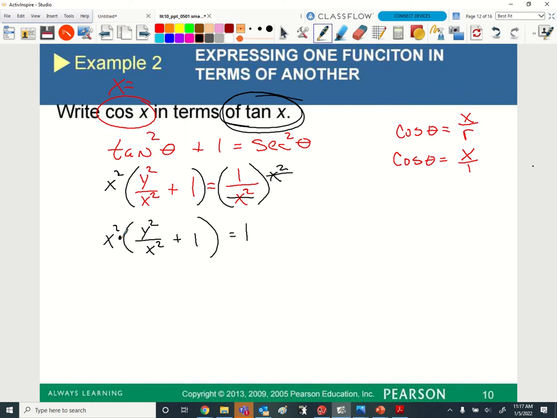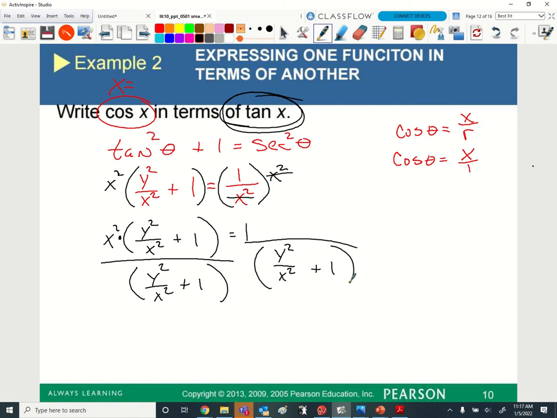But I don't want all of this over here. If this is multiplication, how do I undo the multiplication? Divide. But I want the x over here, which means I need to get rid of everything else. So I'm going to divide both sides by everything else, because that's a multiplication. I'm going to divide both sides here by y squared over x squared plus 1, all that in parentheses, and do the same thing over here. Yes? No? Maybe?